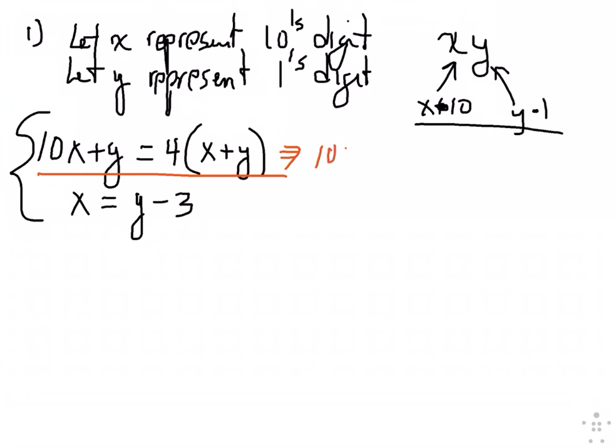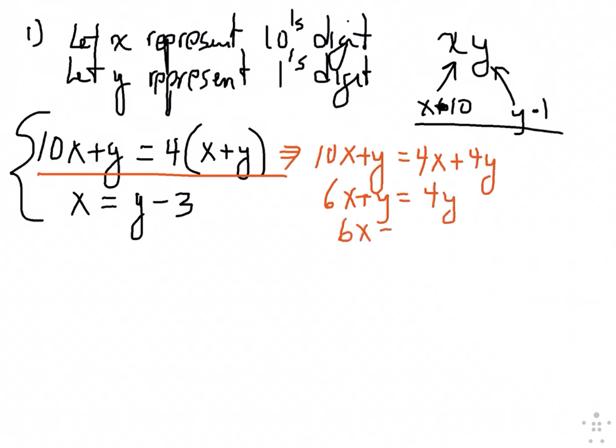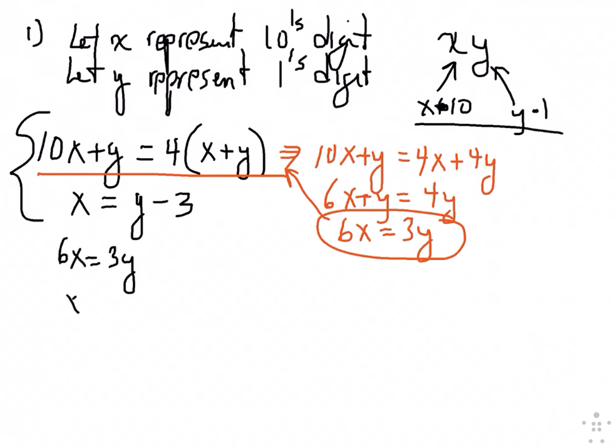So this becomes 10x plus y equals, and we distribute, 4x plus 4y. Now I can bring the 4x to the other side by subtracting. We get 6x plus y equals 4y. Then I can subtract y from both sides and get 6x equals 3y. So the two equations are really 6x equals 3y and x equals y minus 3.